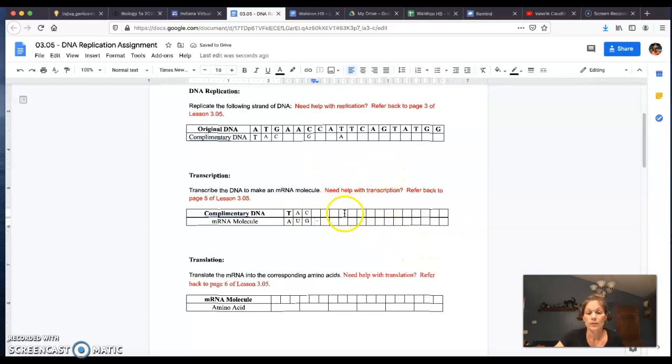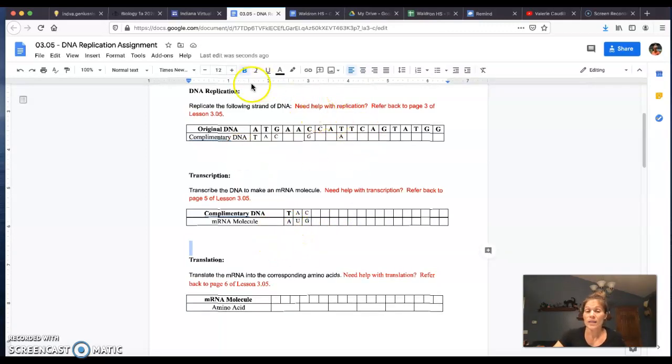Later on, you may have a G in your complementary DNA, and a G is going to pair up with a C. Let me get rid of those because those two don't actually go there. So now we have our mRNA molecule.